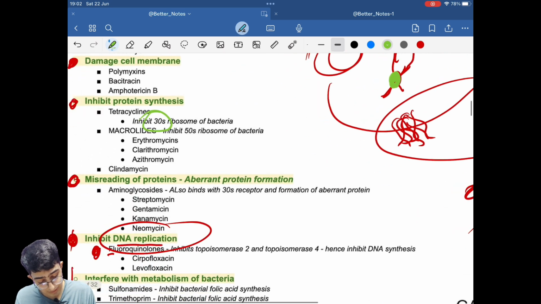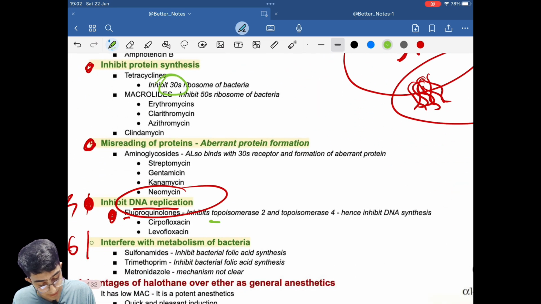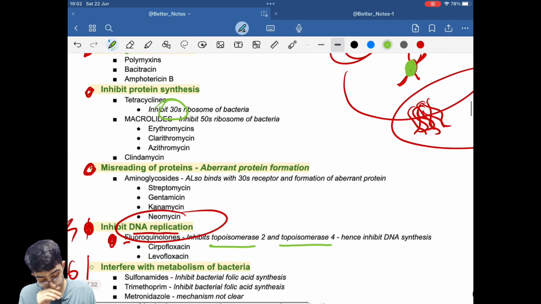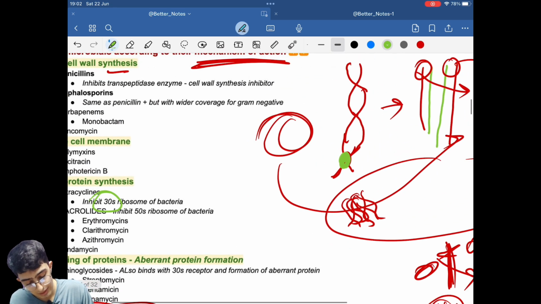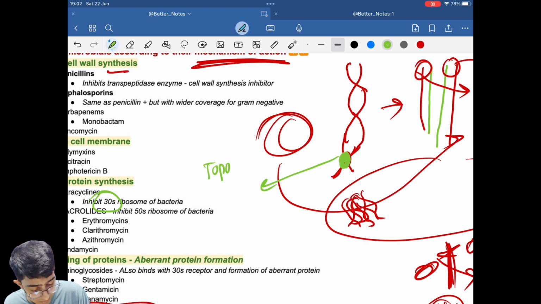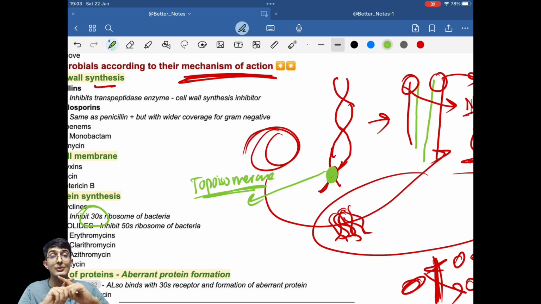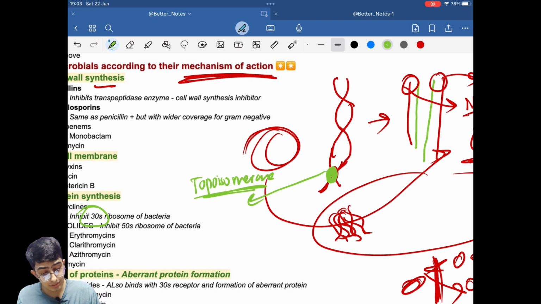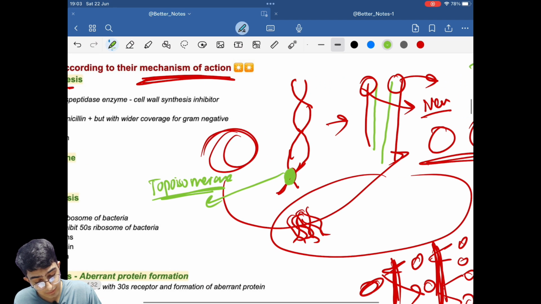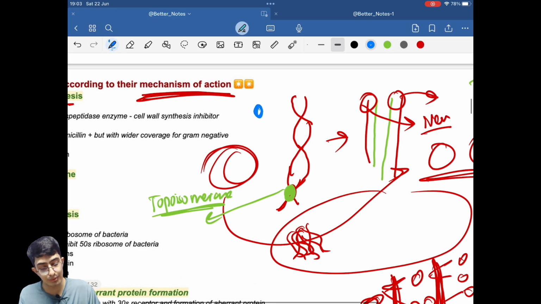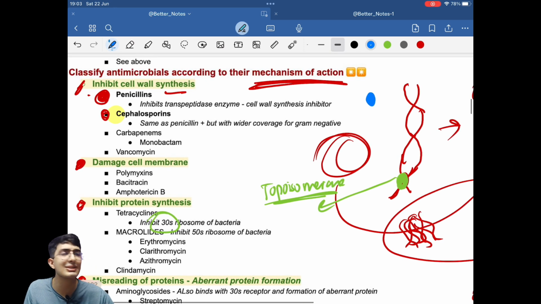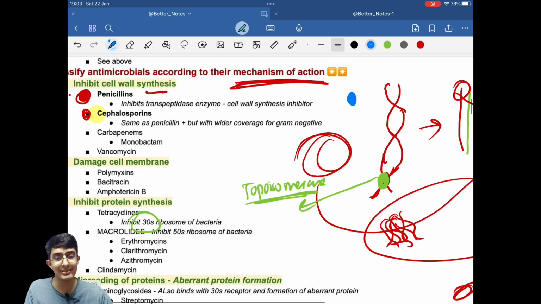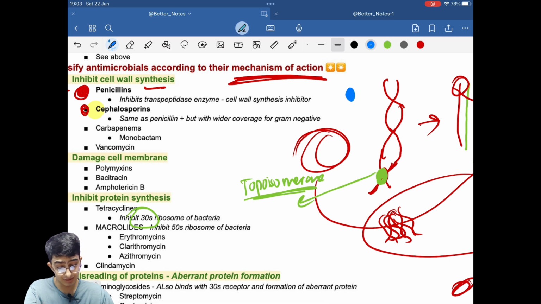This enzyme is known as topoisomerase 2 and topoisomerase 4, and the most important is topoisomerase 2. Let's keep it simple: this topoisomerase enzyme is required to actually unwind the DNA. If you give a drug, for example a fluoroquinolone, an example would be ciprofloxacin or levofloxacin. I think you've heard of ciprofloxacin. It's very common. It's given in enteric fever, typhoid, all of those conditions.